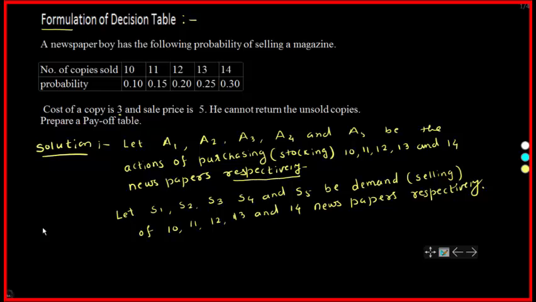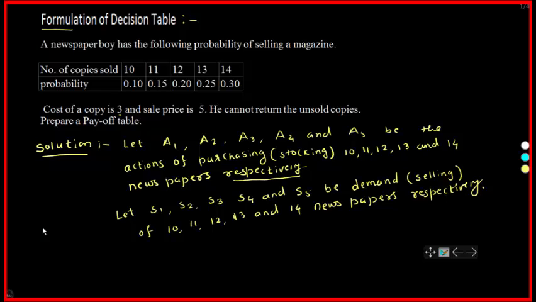So respectively means A1 is the action of purchasing 10 newspaper, A2 is the action of purchasing 11 newspaper, A3 is the action of purchasing 12 newspapers, A4 is the action of purchasing 13 newspapers and A5 is the action of purchasing 14 newspapers.